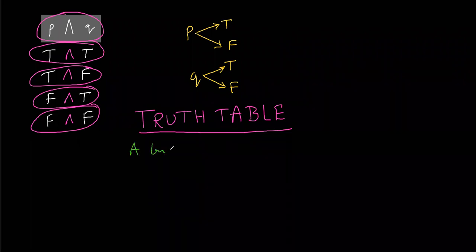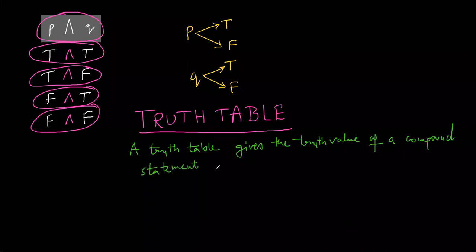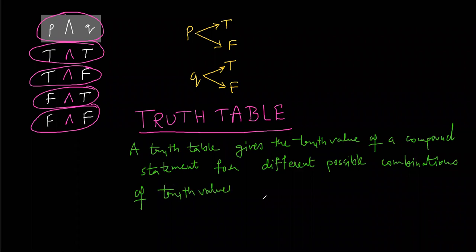So what is the significance of a truth table? A truth table gives the truth value of a compound statement for different possible combinations of truth values of its component statements.